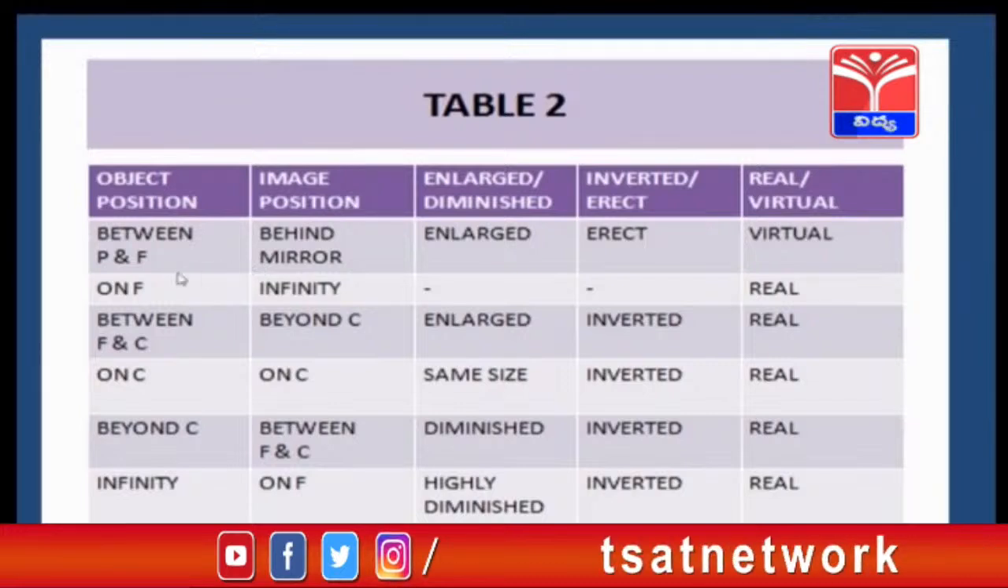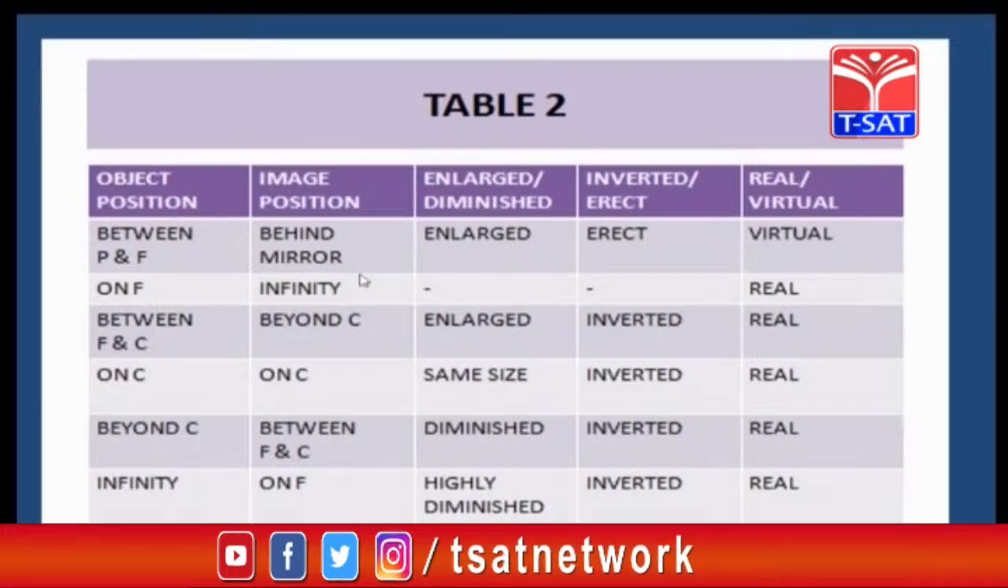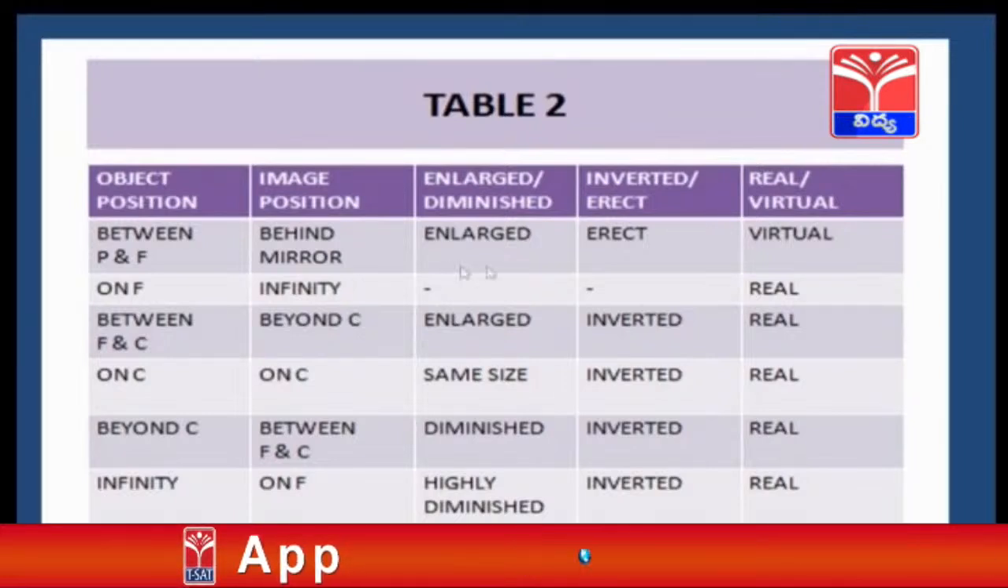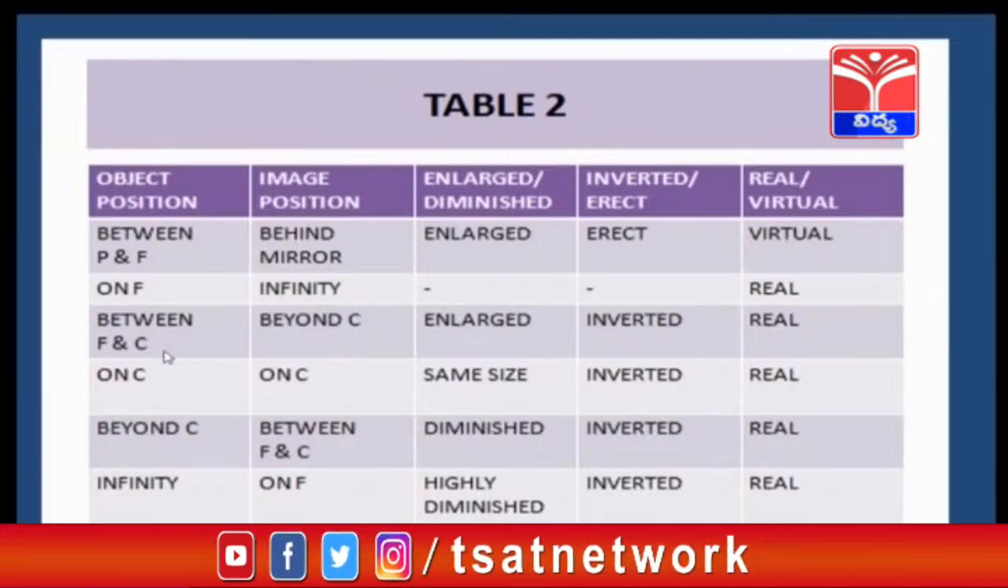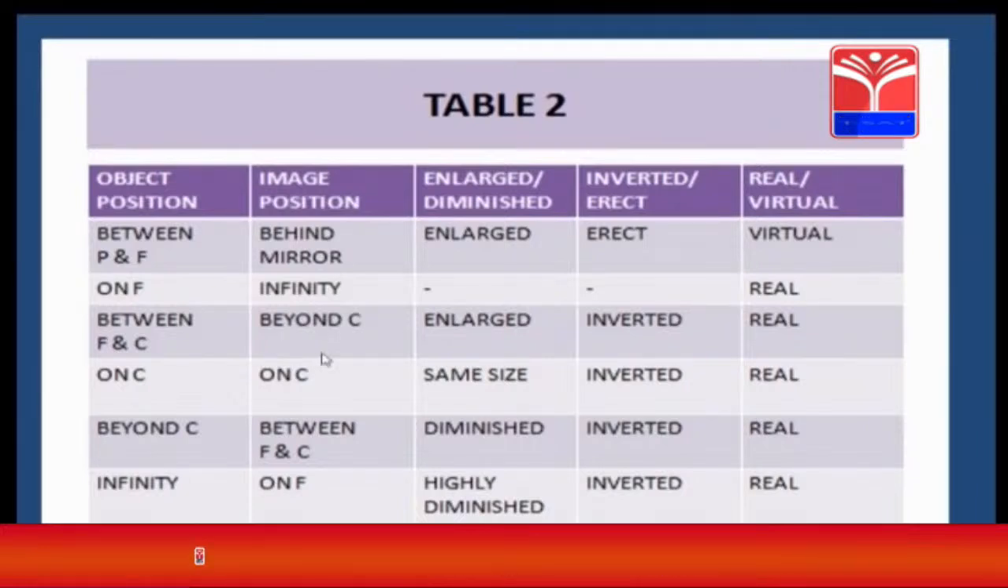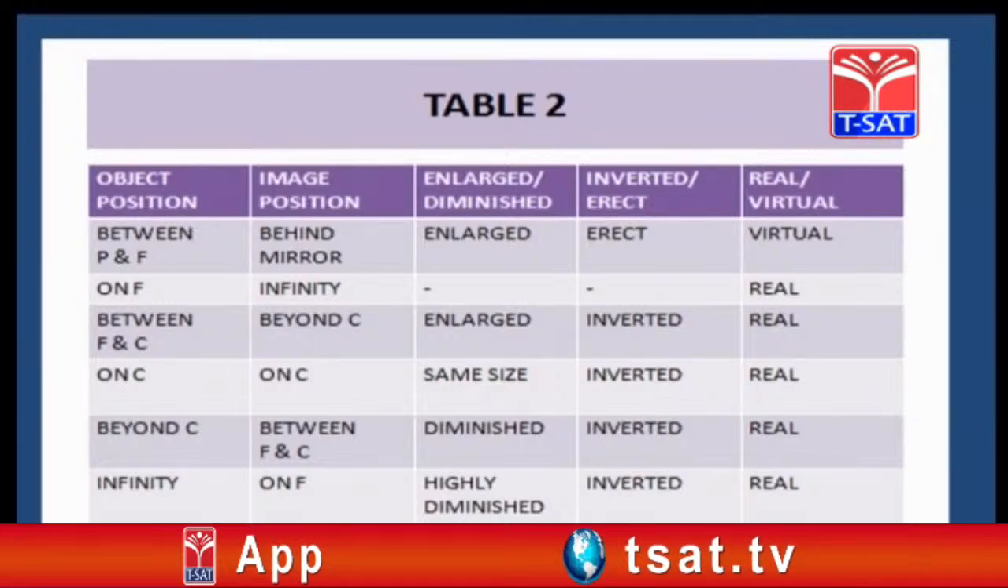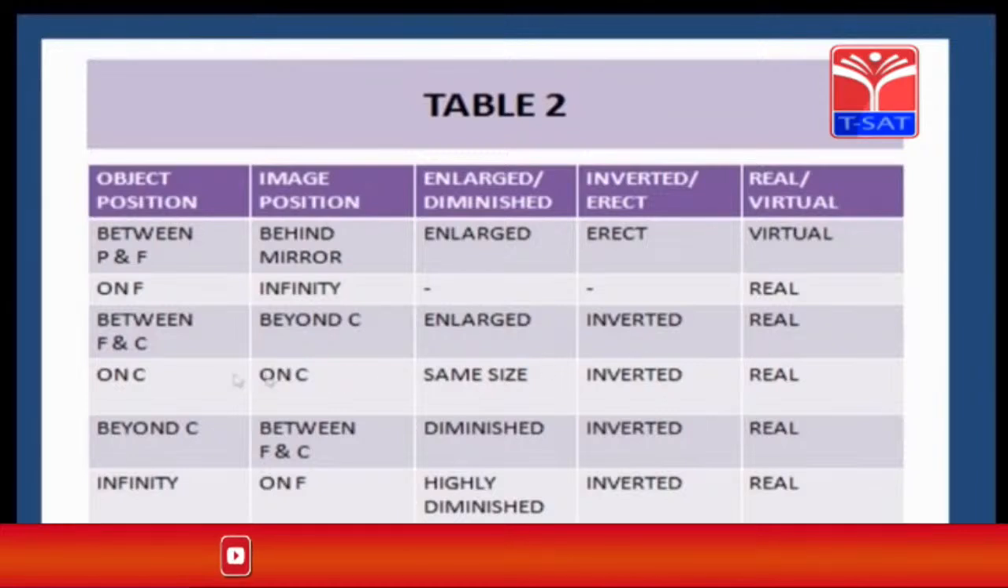When the object is kept between P and F, the image position is behind the mirror; it is enlarged, erect and virtual. When the object is on F, the image position is at infinity. When the object is between F and C, that is, at 30 centimeters, the image position is beyond C, that is, the image position value will be more than the C value. It is enlarged, inverted and a real image.